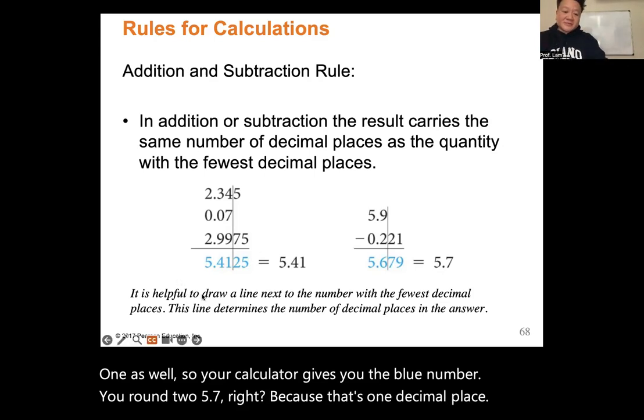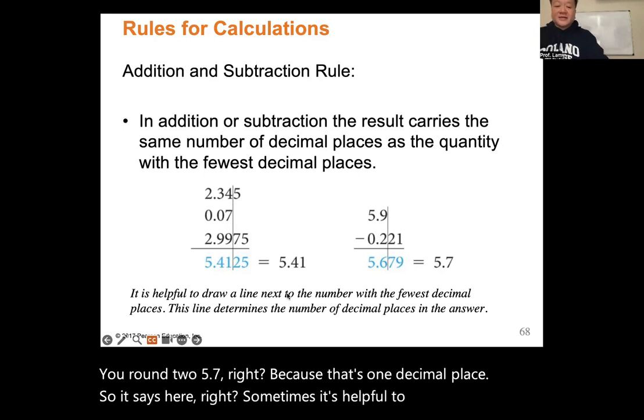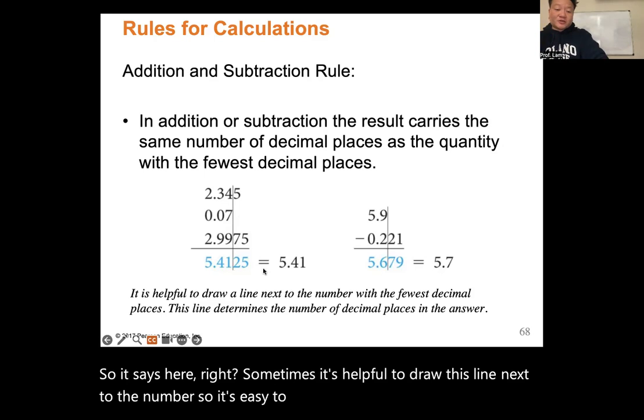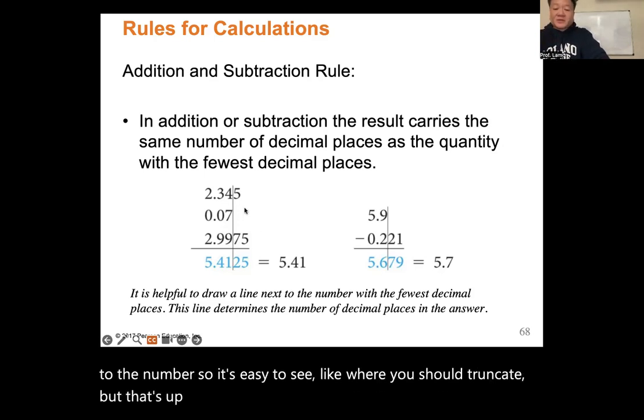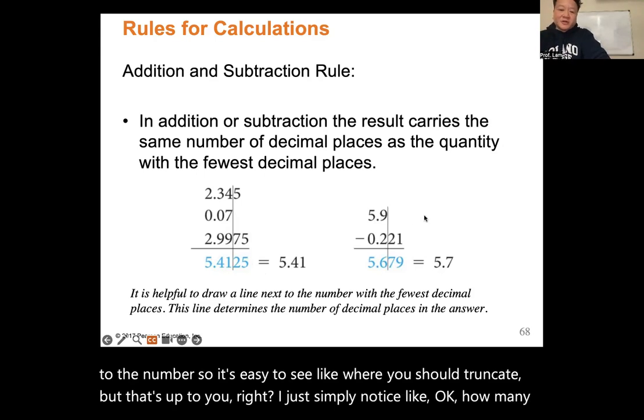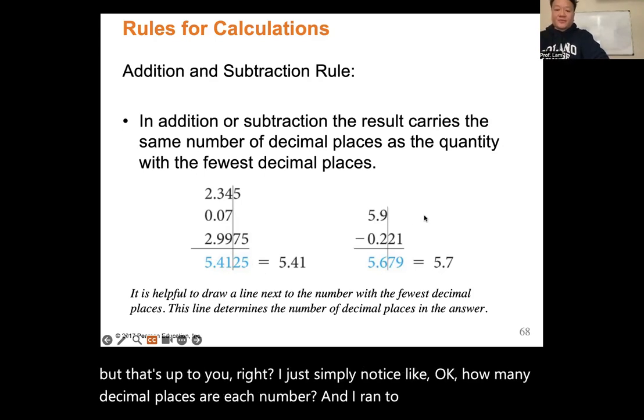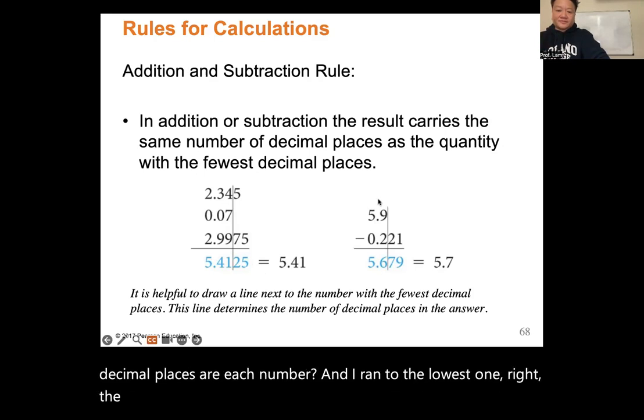So it says here, right? Sometimes it's helpful to draw this line next to the number so it's easy to see where you should truncate, but that's up to you, right? I just simply notice, okay, how many decimal places is each number? And I round to the lowest one, right? The fewest decimal places.